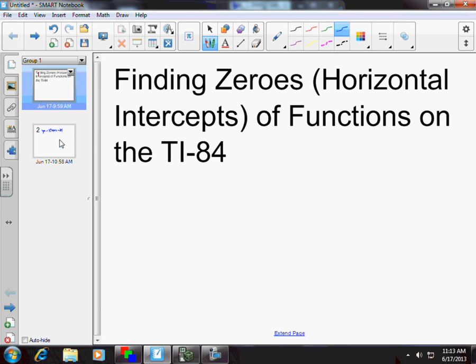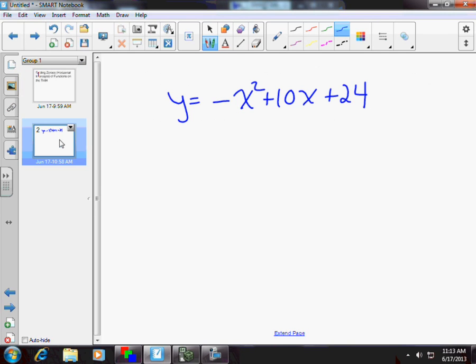Okay, so let's use a function that we used in a previous video, negative x squared plus 10x plus 24. And suppose we wanted to solve this equation, negative x squared plus 10x plus 24 is equal to 0. Now, I have no doubt you could solve that by factoring or the quadratic formula. But let's just use this as an example to test the power of your calculator.